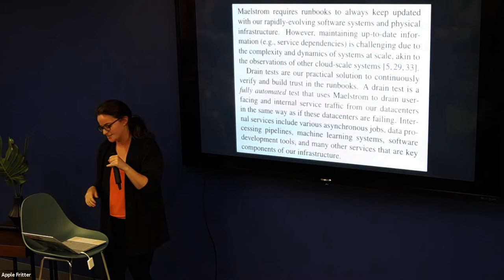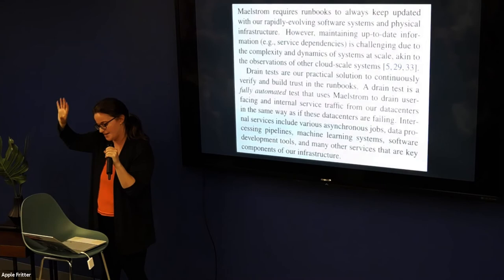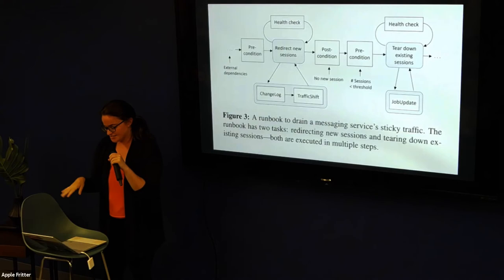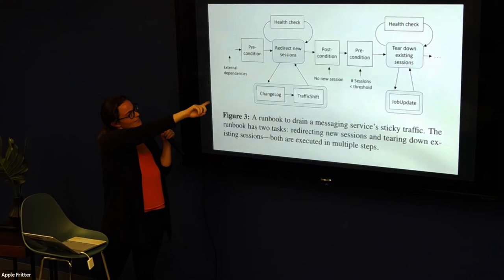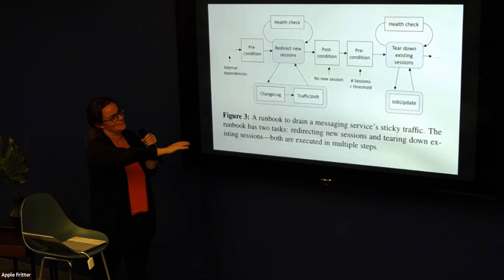To test this, they drain things every so often. It's an automated test to make sure the runbooks are up to date, draining things and moving them to another data center. This is what a runbook looks like to drain a messaging service's sticky traffic. You have your preconditions, then you redirect all your new sessions, with health checks in between. Then there are post conditions, then preconditions, and then you have to tear down all the existing sessions. If you think about this at the scale of 100 or 200 different services, it gets super complicated.